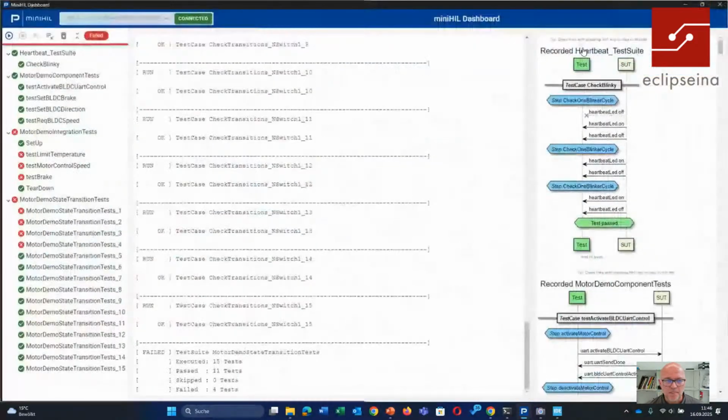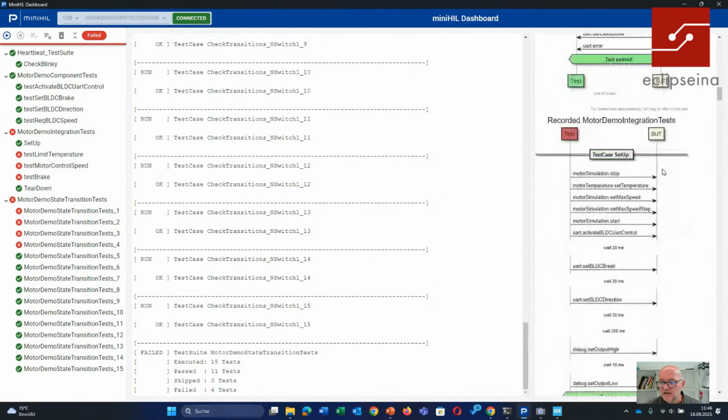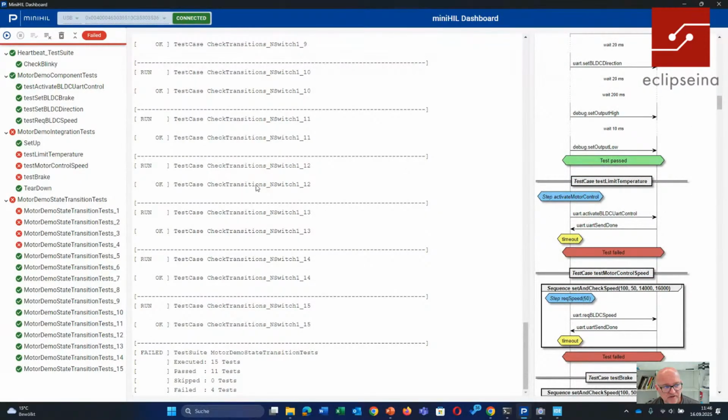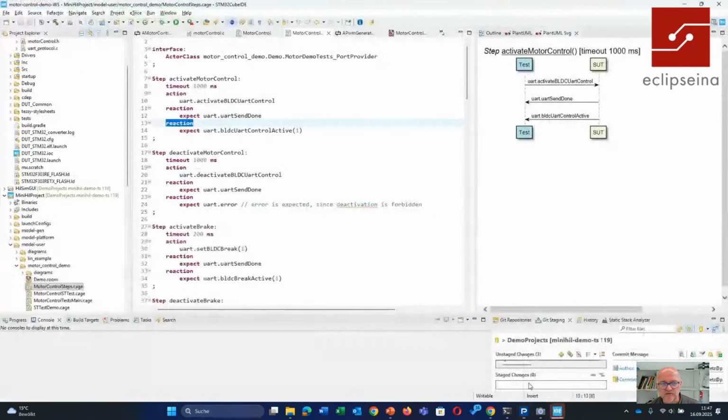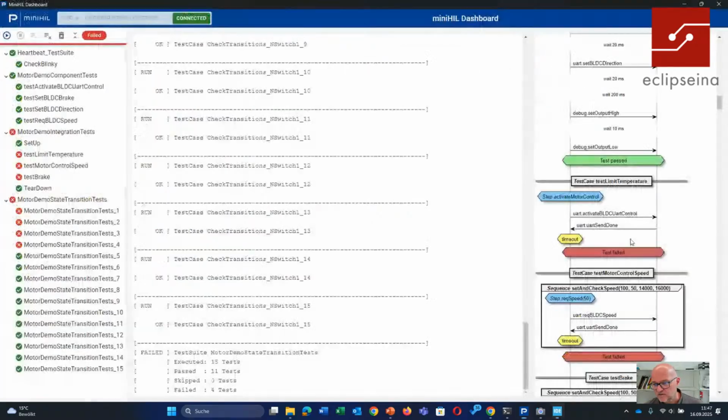And here you can see now which test cases failed, and you can see what happened while this test case failed. For example, this test case, test limit temperature, failed by running into a timeout because it did not receive the UART command back. So I click on the error, and in my system under test, I get exactly the location where the error occurred, isolated in the step. I was waiting for this UART control active, and I did not receive it. So that was the problem here.